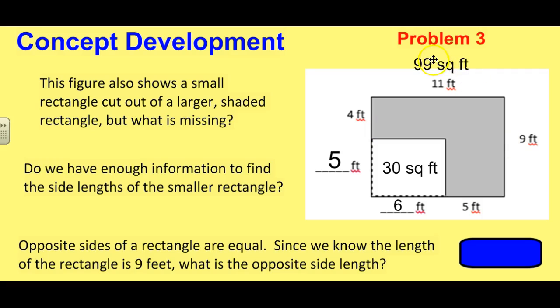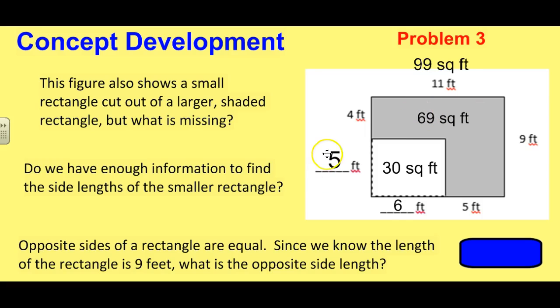So when you take 11 times 9, you get 99 square feet. So this entire rectangle is 99 square feet. And now all I have to do to figure out what the shaded part of the rectangle is take 30 away from 99, and that will give me the area of the shaded part. So I want you to go ahead and do that on your board and write down the area of what the shaded part of the rectangle is. And make sure you're pushing play when you have that answer. Okay, so when you take 99 minus 30, you are left with 69. So the area of the shaded part of this rectangle is 69 square feet.